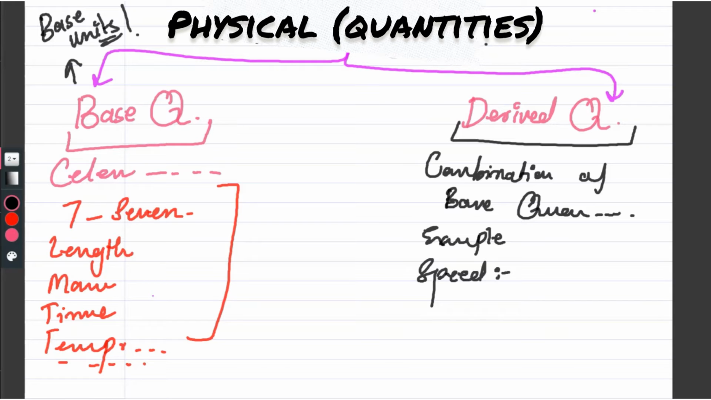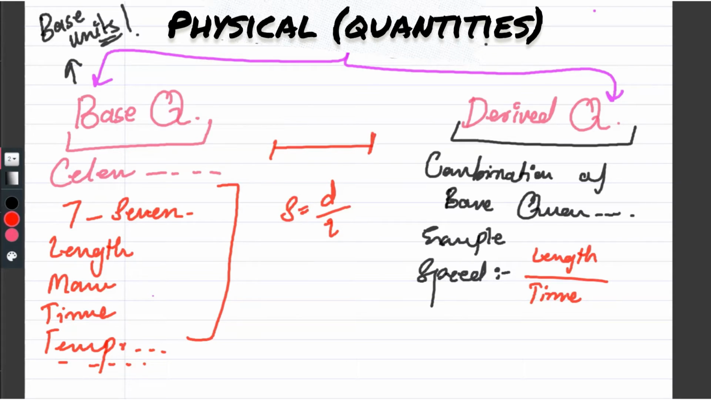So you would say that, Miss Binte, you just said that's a combination of base quantities. Yes, speed is a combination of two base quantities. The first one is length, and the other one is time. Okay, well, I know that you have learned speed is equal to distance divided by time. Distance, what is distance? It's a specific length, isn't it? So length divided by time, and length and time, both of them are base quantities.